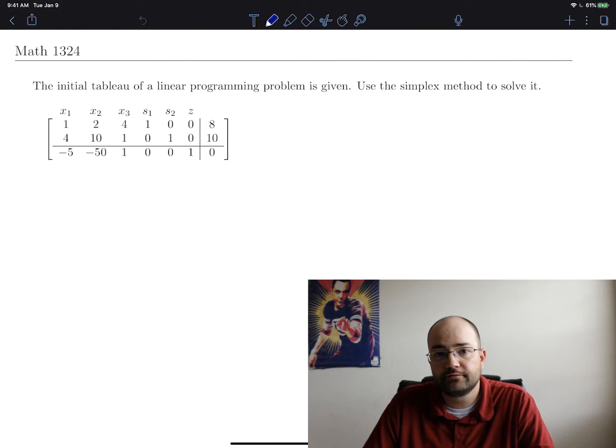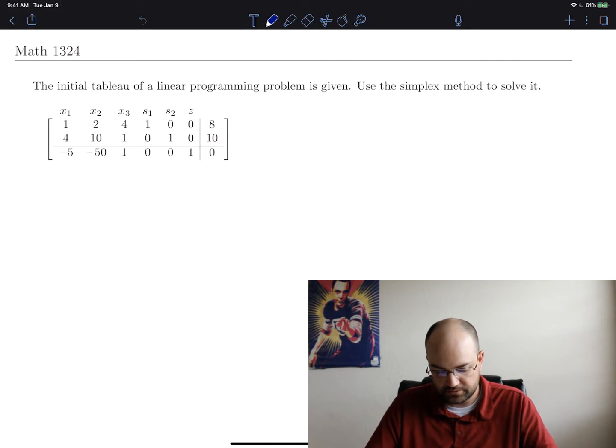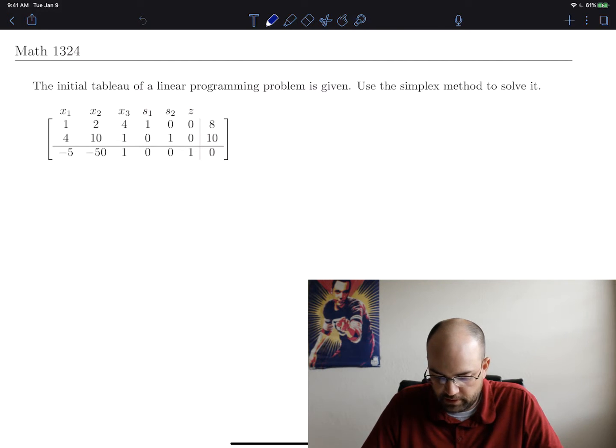This is Chapter 4, Section 2, the first example in Section 2. In this question, we're given an initial simplex tableau. So the initial simplex tableau of a linear programming problem is given. Use the simplex method to solve it.